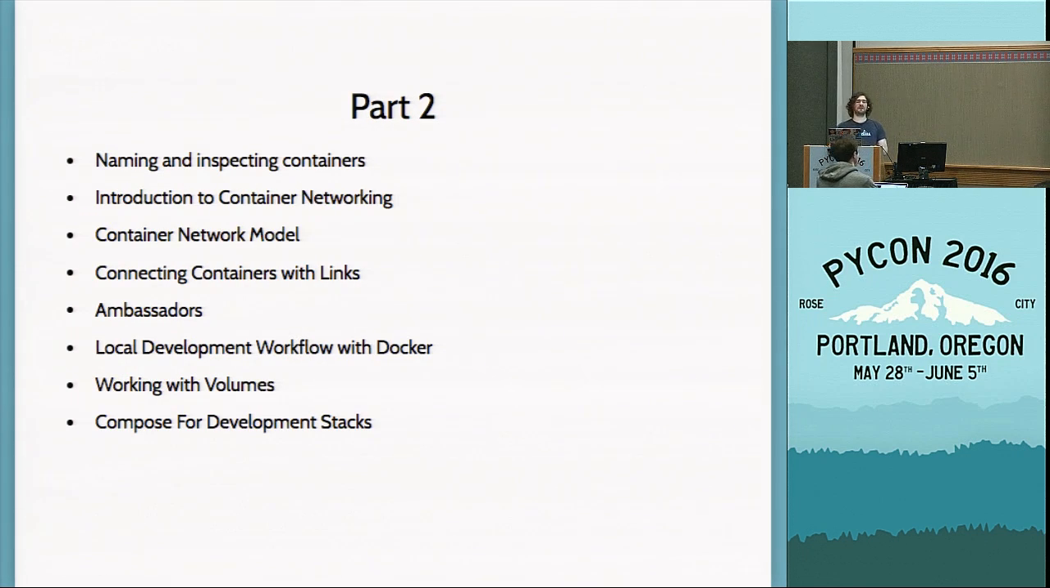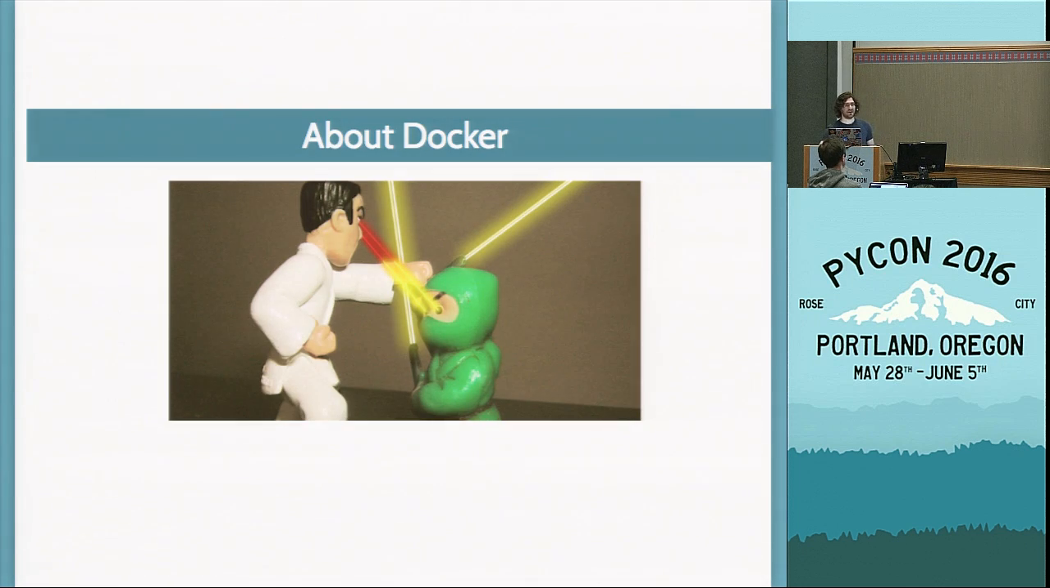Then in the second part, we are moving to a slightly more ops side of things. We will see how to name and inspect containers, how to connect containers together, how to manage storage with volumes. And then we will see what a local development workflow with Docker looks like. And I will wrap up by talking about Compose, which is something to assemble multiple containers together to make a more complex application. All right, let's get started.